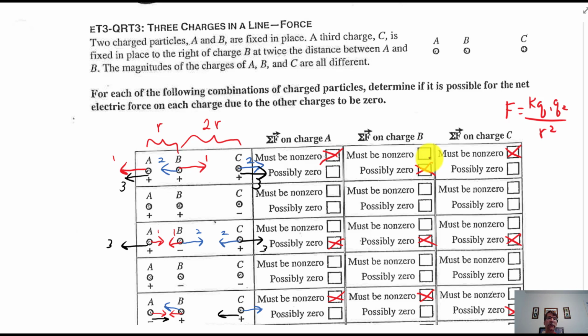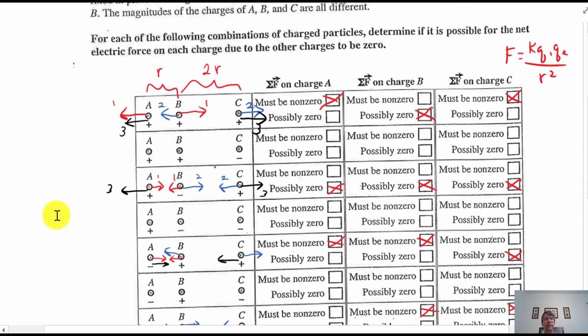And if all these charges were the same size, like I mentioned before, it would not be 0, because the red force would be bigger than the blue force. And then the net force on C must be non-zero. It's got to be to the right because the 2 forces are both to the right. Let's skip one and go to the one down here lower.